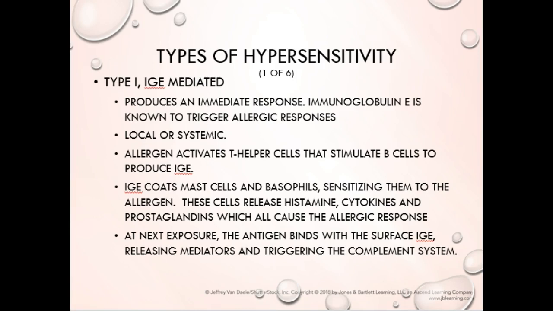And then at the next exposure, the antigen binds with the surface immunoglobulin, releasing mediators and triggering the complement system, which is going to be a much quicker response. And this is what happens when people are exposed maybe to peanuts once and they're okay, and then the second time it's a really bad response because there's a much quicker stimulation of the antibodies. They've developed memory cells against it, so there's going to be a quicker response, which we already learned. The complement system kicks into play, drawing more fluid and white blood cells to that area.